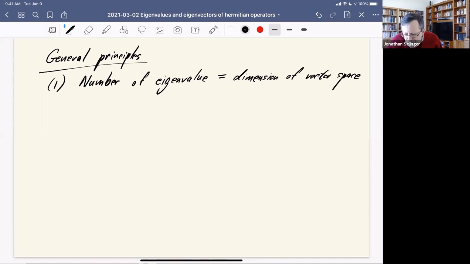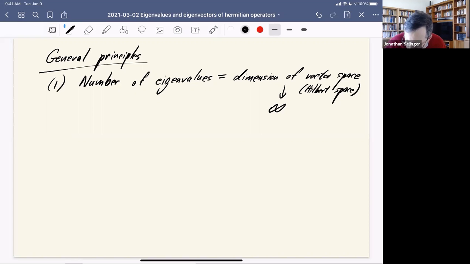Okay. Here we have a Hilbert space, which is infinite dimensional. And so this dimension of the vector space, so Hilbert space, is going to be infinity. So there's an infinite number of eigenvalues. This is one difference between working with Hermitian operators versus with 2x2 or 3x3 matrices, right? You're not just going to find 2 or 3 eigenvalues, there's an infinite set of eigenvalues.